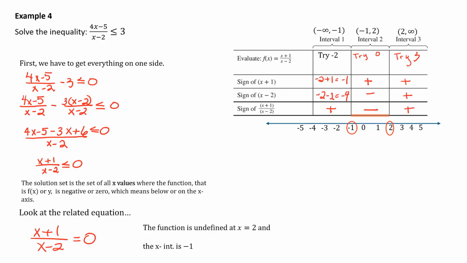So the only time that this function is less than 0 is when you're going from negative 1 to 2, and it actually equals 0 when you're at negative 1. So your solution set is going to be from negative 1, including negative 1, up to 2, but not including 2 because 2 is an asymptote.